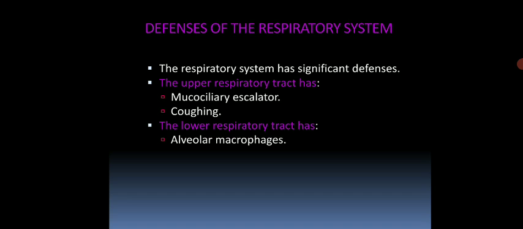As far as defense of the respiratory system is concerned, the respiratory system has significant defenses. The upper respiratory tract has the mucociliary escalator, then coughing, and the lower respiratory tract has alveolar macrophages. In case of the mucociliary escalator, the cilia-like movement in the nose, in our nostrils, continuously removes pathogens from inside to outside, and coughing expels microorganisms. And in case of the lower respiratory tract, alveolar macrophages are the main cellular defense.